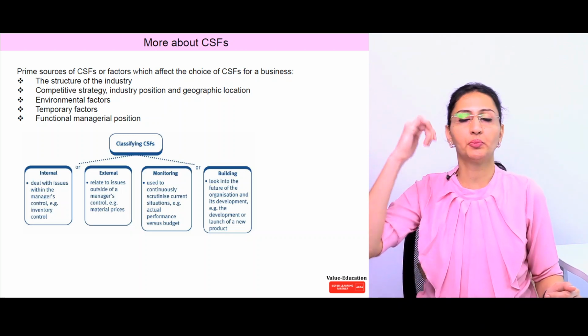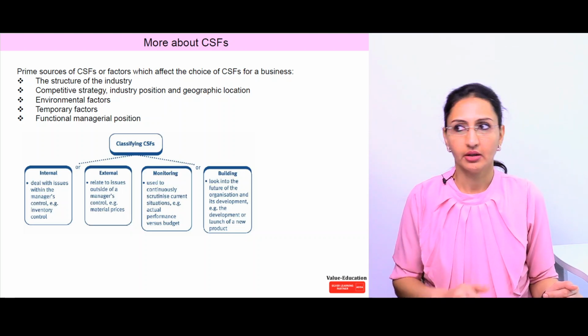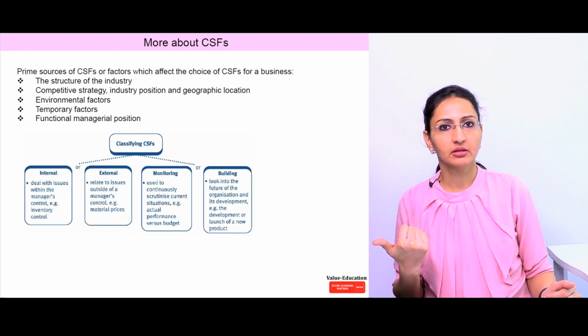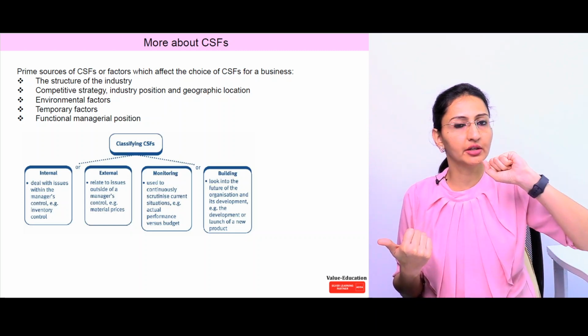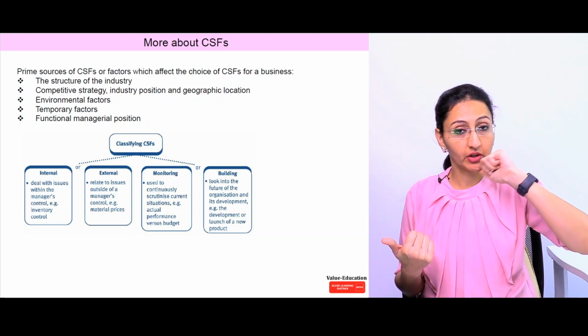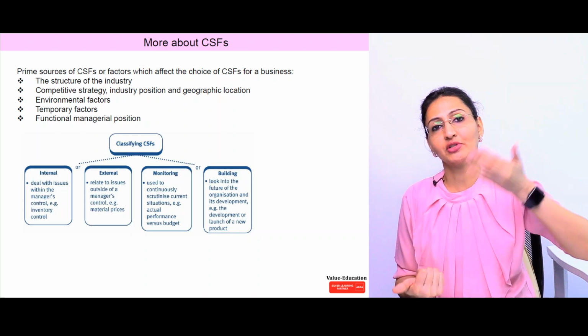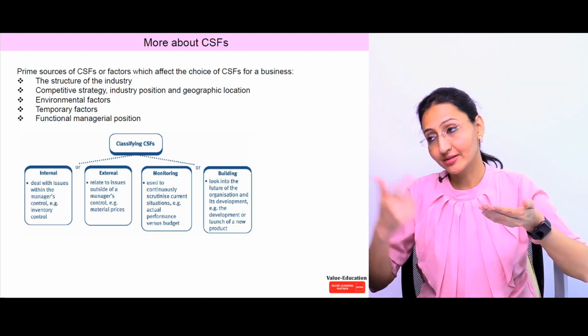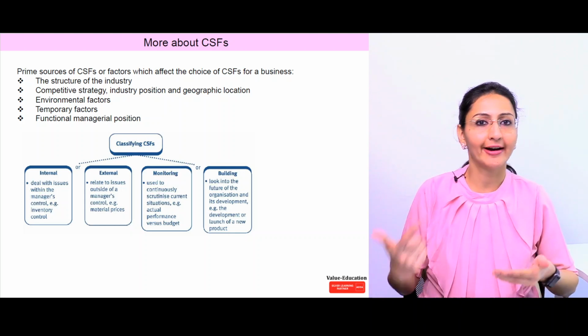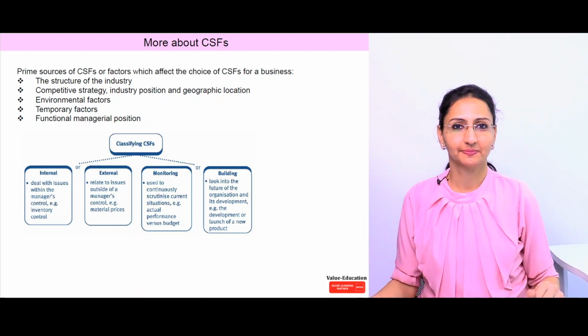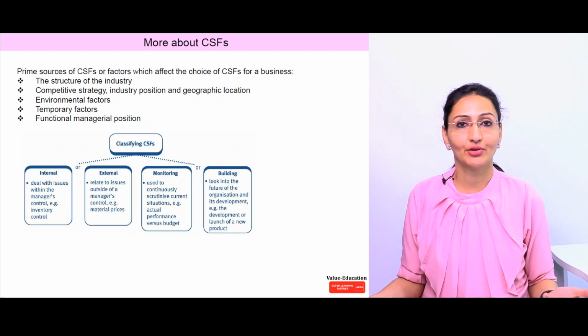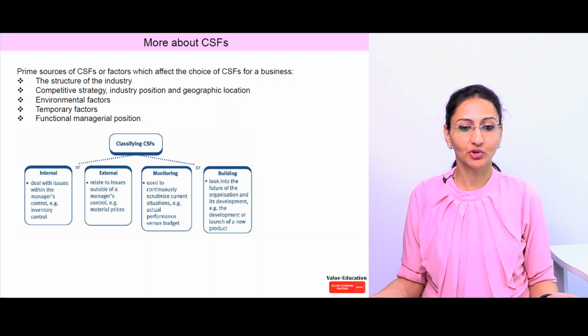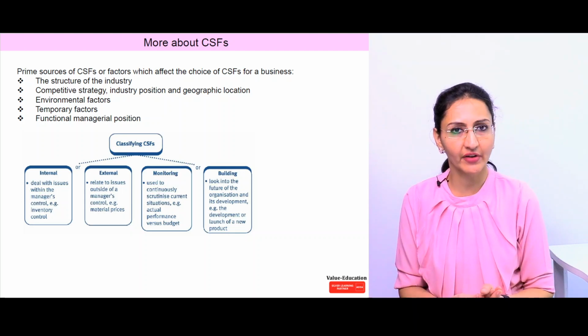For example, petrol prices now. Increased petrol or diesel prices will inflate your distribution cost. Your distribution cost will go up because of that. The customer will also get the product at a high price. GST will increase the price of goods. So these are external critical success factors.